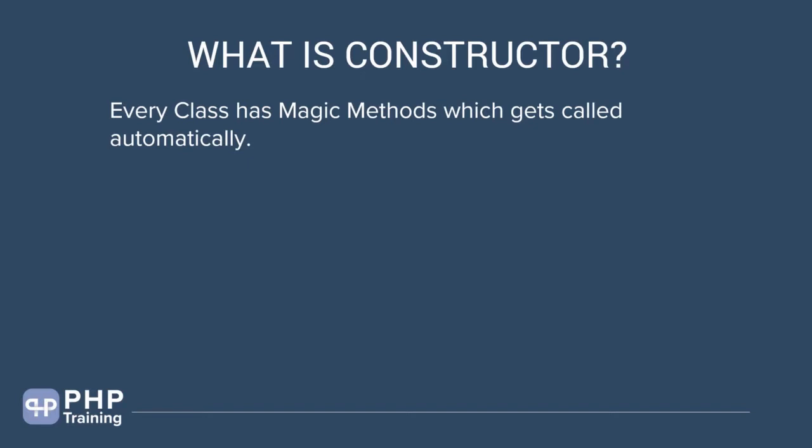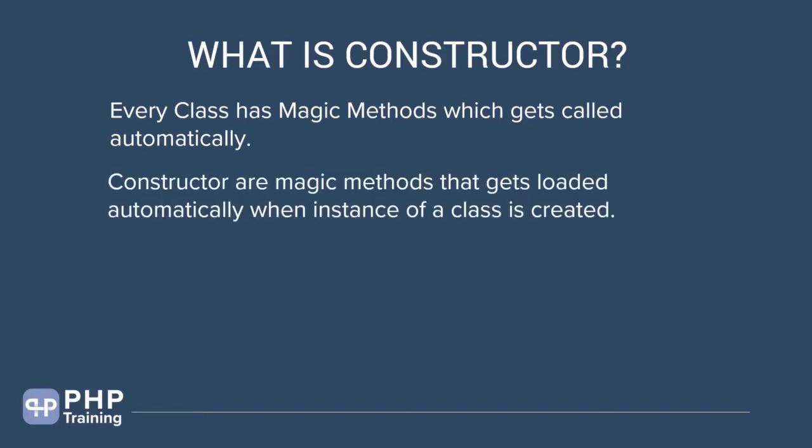In the previous section, we saw there's a property called $this, which was already available in the class. We didn't define it. We didn't tell PHP to load this $this into our class, but it was readily available to access the object. Similarly, there are some methods which are not visible in the class but are already available for us to use. Those are called magic methods because they are predefined. Whenever you create a class, they are already available for us to use.